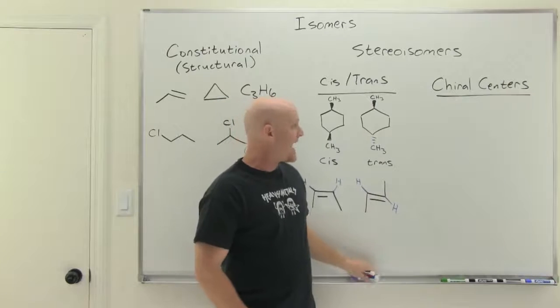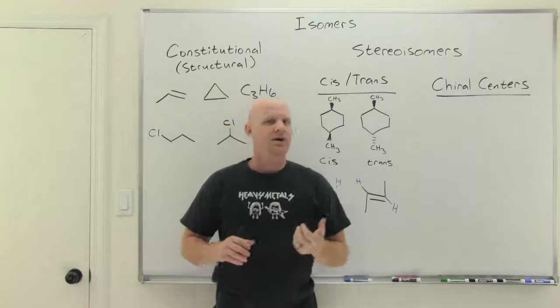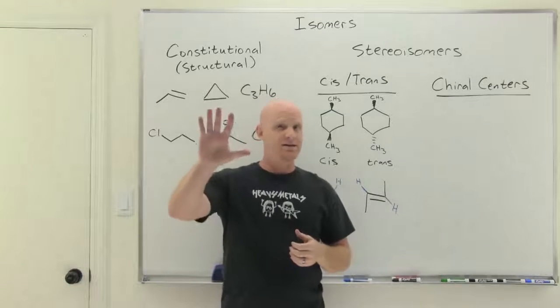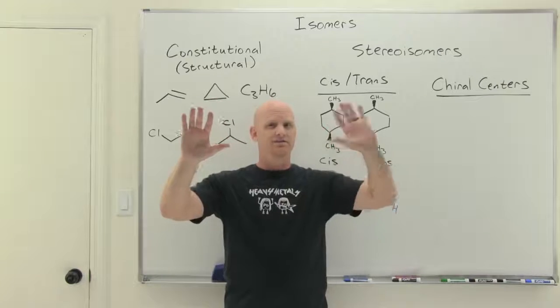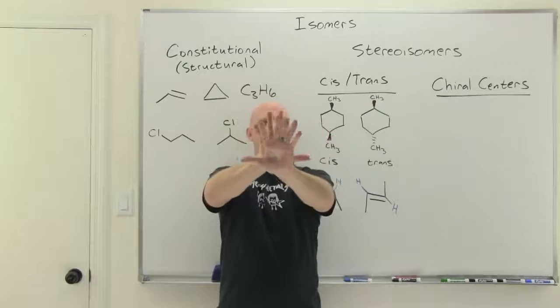Cool. So before we talk about chiral centers, we have to talk about what the word chiral means. Chiral refers to when you compare something to its mirror image. If I take my hand, it's our classic example, my right hand and my left hand, you can see that they are the perfect mirror image of each other. Now, they're not the same, though.